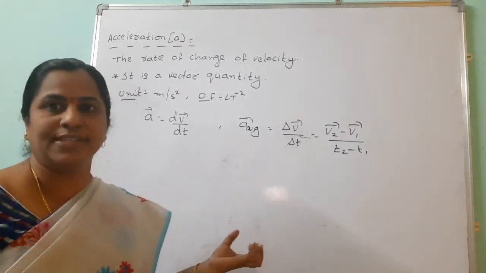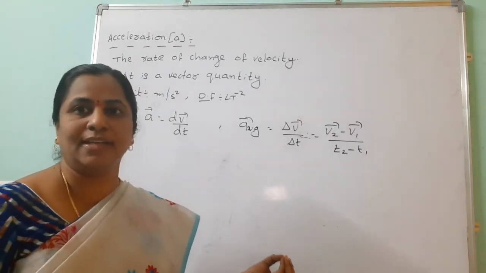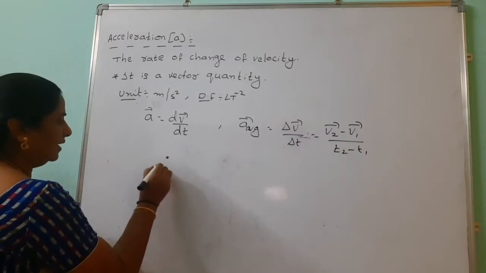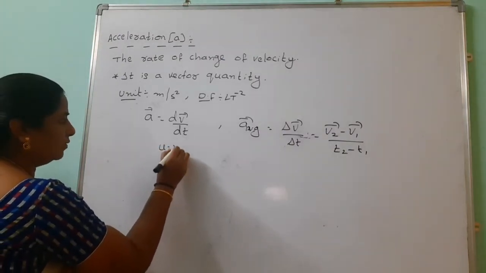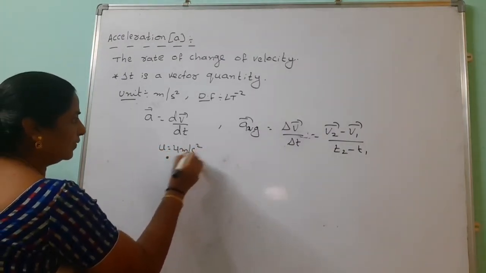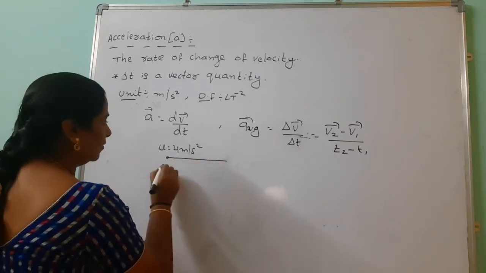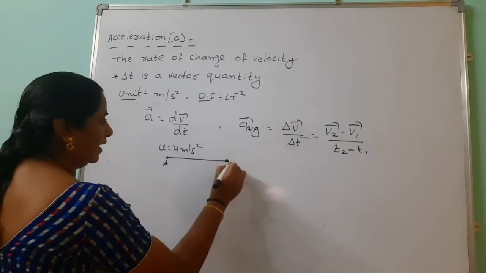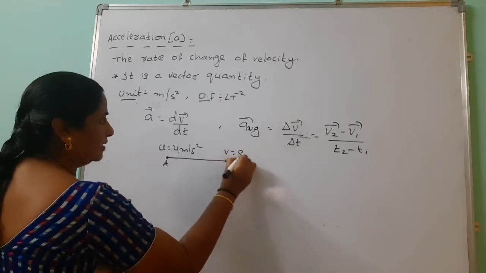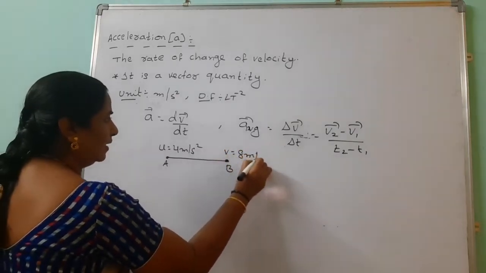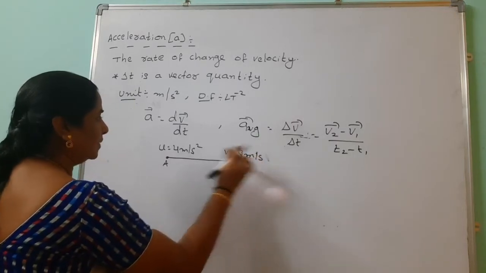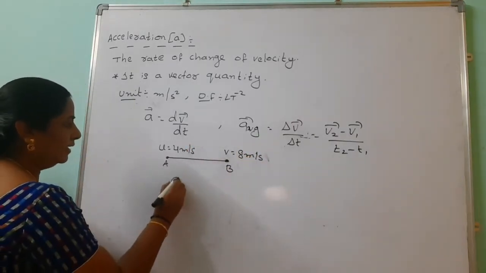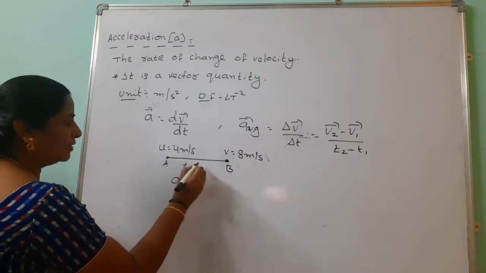Here we are going to discuss a simple problem based on acceleration. Suppose a body has initial velocity u equals 4 meter per second. It is moving from A to B. At B the final velocity is 8 meters per second. This is the initial velocity and this is the final velocity. Here the time equals 2 seconds.